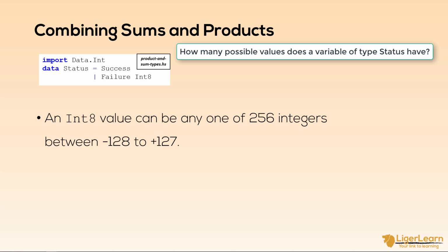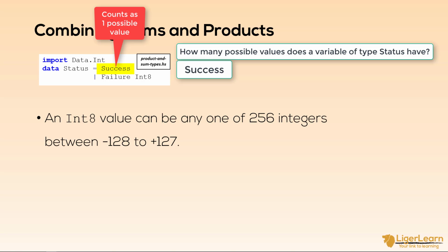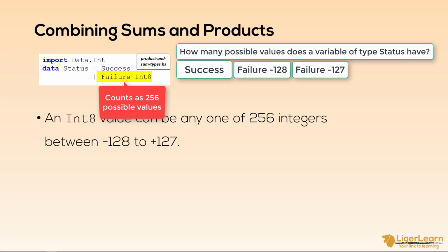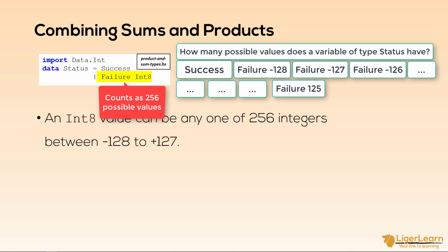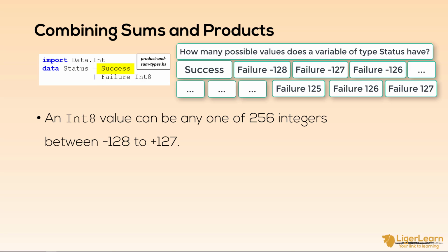How would we actually go about calculating that? Okay, well, status is a sum type, so all we need to do is sum the number of different values the underlying types can take. The first value we know, it can take the simple value of success. Success is a nullary constructor, so it only counts as one value. Then we know it can take a failure. A failure constructor contains an int8 value with it, and we know that the int8 could be any one of 256 integers. So we just need to sum the two, the one from the success and the 256 from the failure, to give us 257. So the status type has 257 possible values.